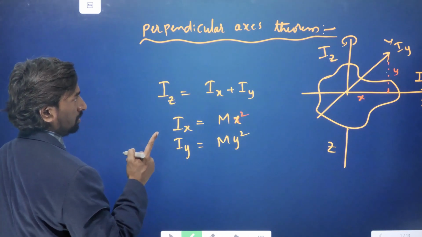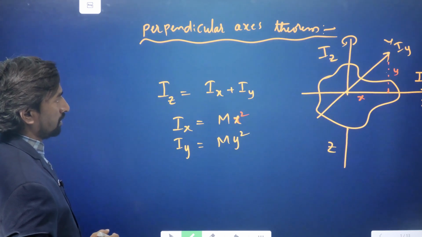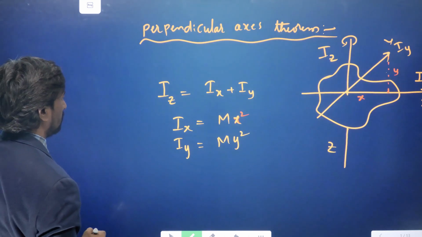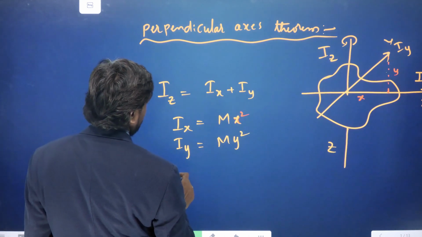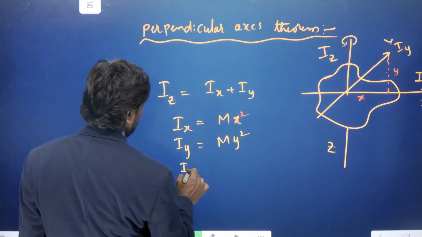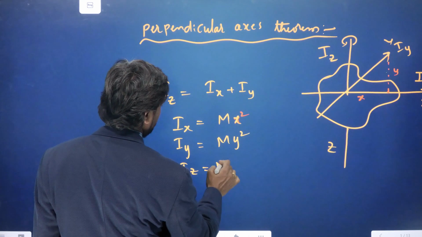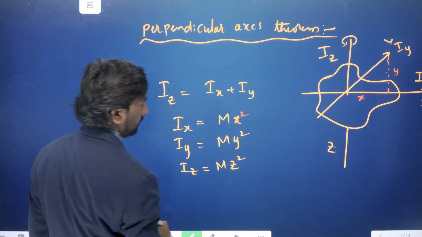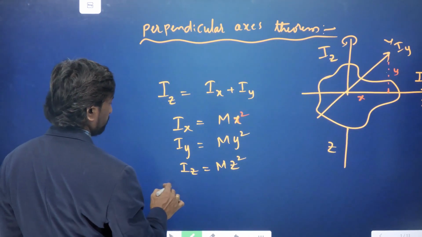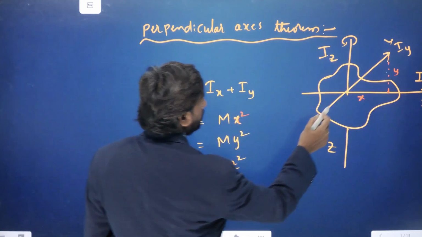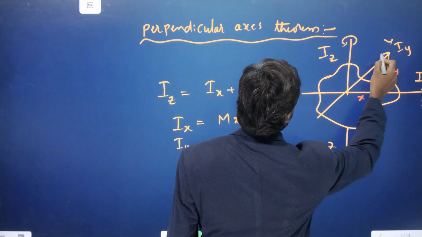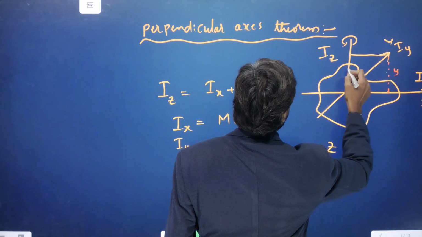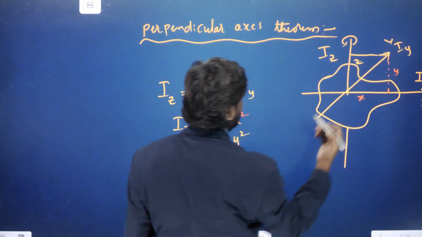Moment of inertia about the z-axis. The moment of inertia about the z-axis can be written as here. So now here, yz can be written as m into z square. Now from this we can write that this distance will be the z coordinate, so it is z square.